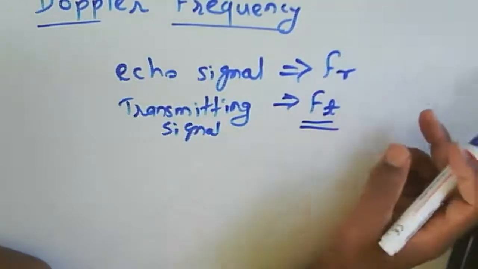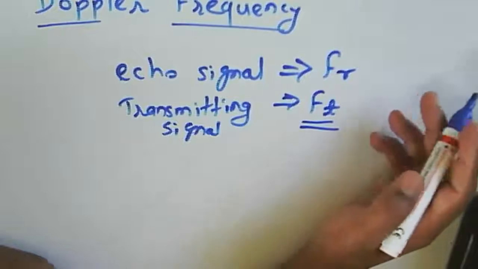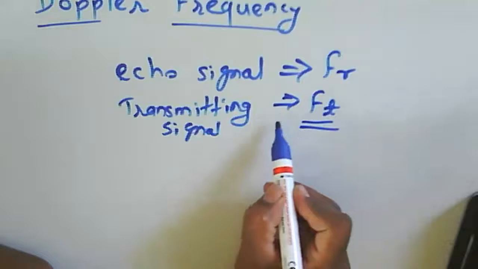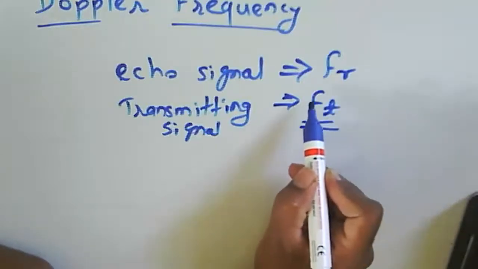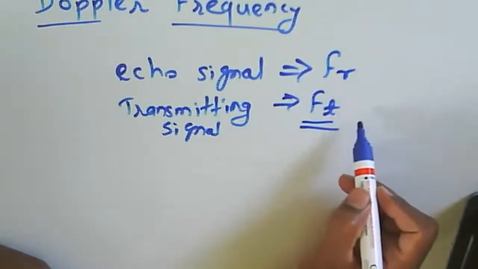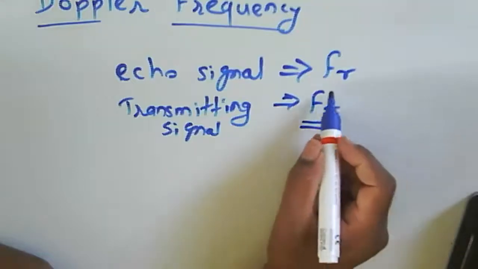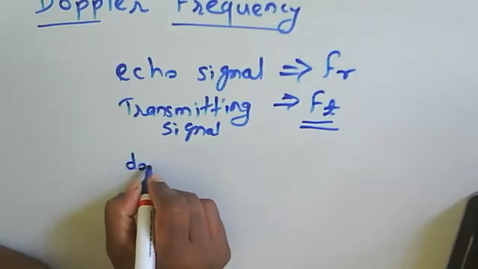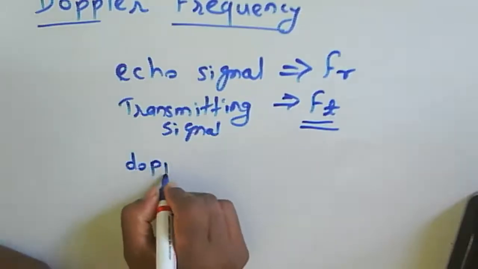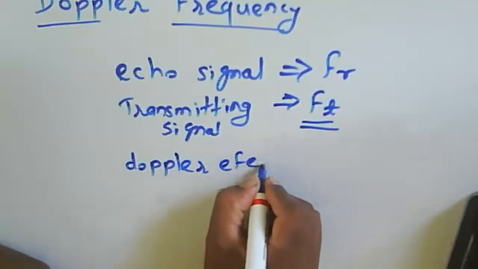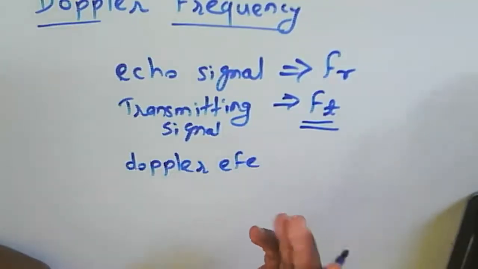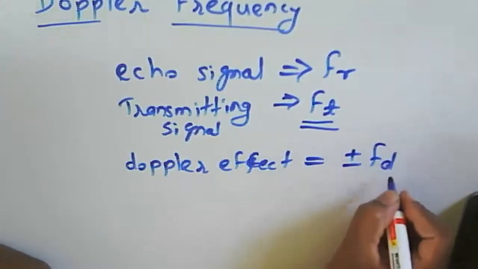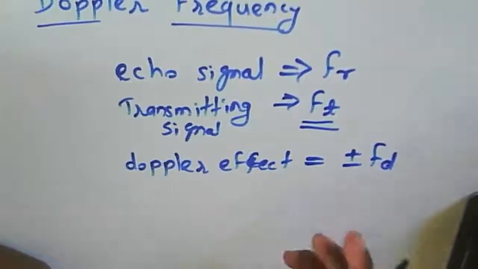When your object or target is in motion, a moving target, then whatever signal is transmitted by the radar will be shifted by the Doppler effect. What is the Doppler effect? The Doppler effect is nothing but a variation, a shift in the frequency, that is plus or minus FD.